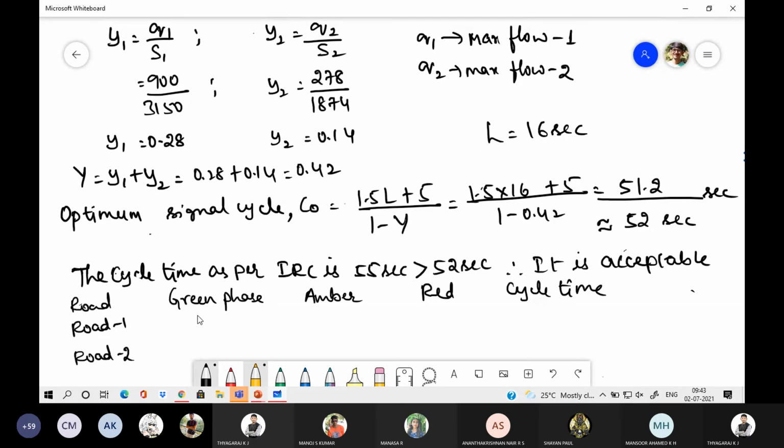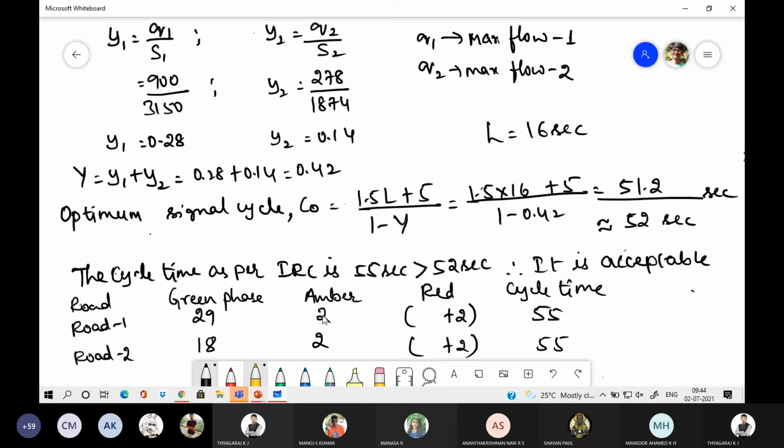So we have got the green phase for road 1. How much have we got? Check it. 29 seconds. For road 2, it is 18. Amber, we have got 2 seconds each. So 2 here, 2 here. The total cycle timing is 55. So the remaining, deduct 55 minus 29, minus 2, that is the intergreen period, 2 you have to write.